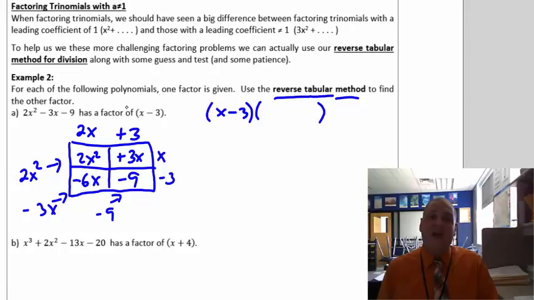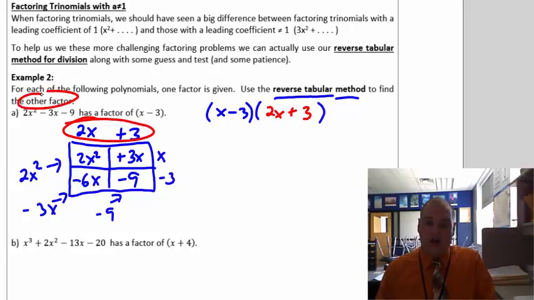So what is my other factor? My other factor is my quotient. My other factor is what I got when I divided, my quotient, 2x plus 3. So 2x plus 3 would be the other factor. So my answer essentially is 2x plus 3, the quotient when you divide.